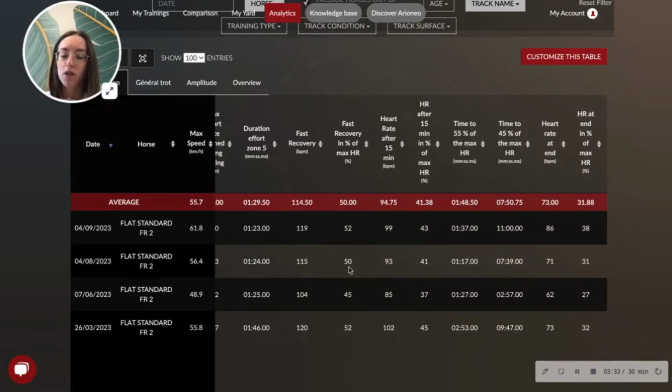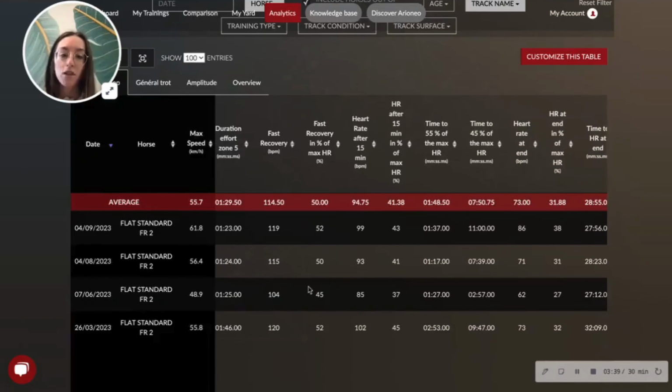And it's not that much higher than my previous training, which was still quite slower. Here we can see it in the max speed. And in terms of heart rate after 15 minutes, so the recovery of the horse, how well he recovered, also assesses his fitness. Here we still have a very good recovery at 43% after 15 minutes. It's under our 45% target, so good recovery.